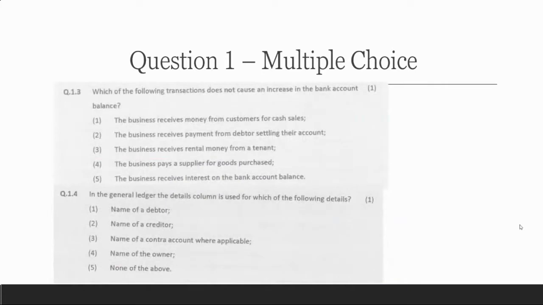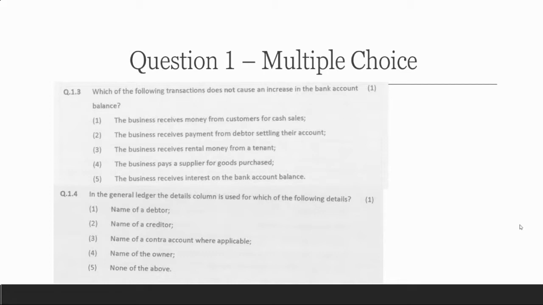Then question 1.3, which of the following transactions does not increase the bank account balance? Now remember, bank account balance is an asset. We increase it on the debit side. We will increase bank generally if we receive money. So let's quickly see what type of transactions were in there. The first one says the business receives money from customers from cash sales. So yes, that would increase your bank.